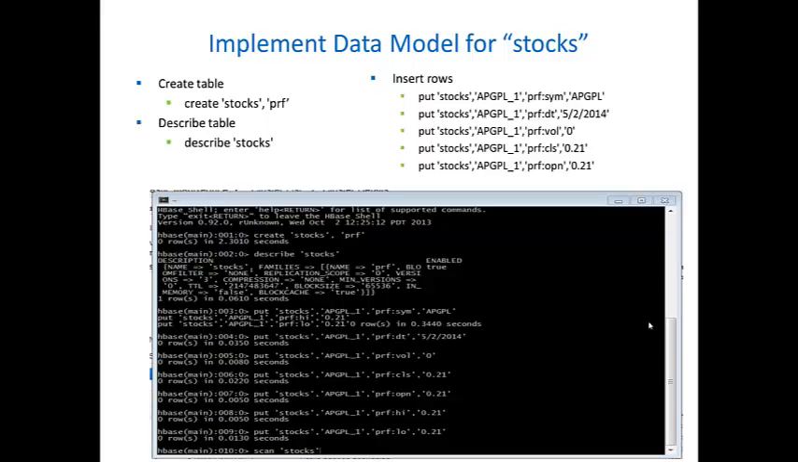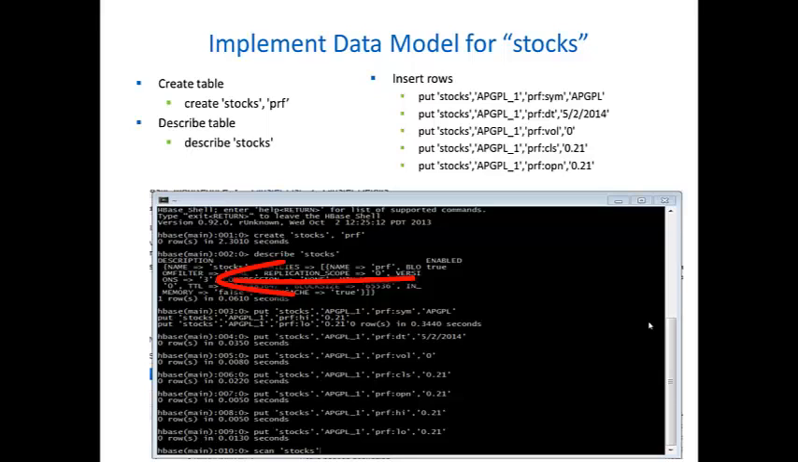Create 'stocks', 'perf' creates a table called stocks with a column family perf, and you would notice I did not define any of the columns at the time of table creation. The describe table command describes all the options that are set for the table, and here you would notice that the block cache by default is set to true. There is a single column family called perf, and there are 3 versions being maintained by default.